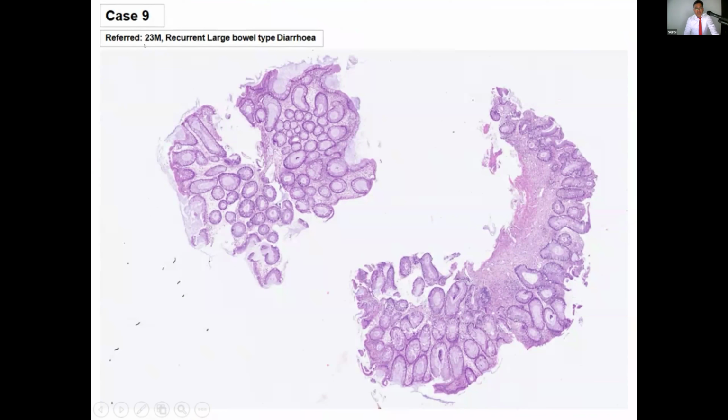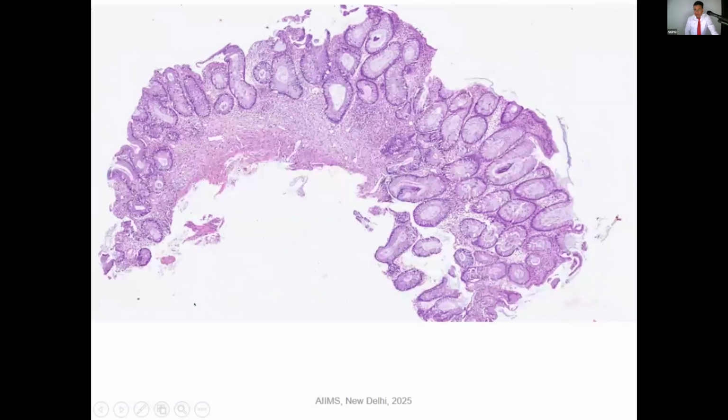This is one case, a 23 male presented with a recurrent large bowel type of diarrhea. What will you say, this is a chronic colitis, looking like there is architectural distortion. But what is very important to identify, the other features are there or not. We cannot jump to a diagnosis of IBD. Let us look into this part. Though the crypts are short, the basal plasmacytosis is missing.